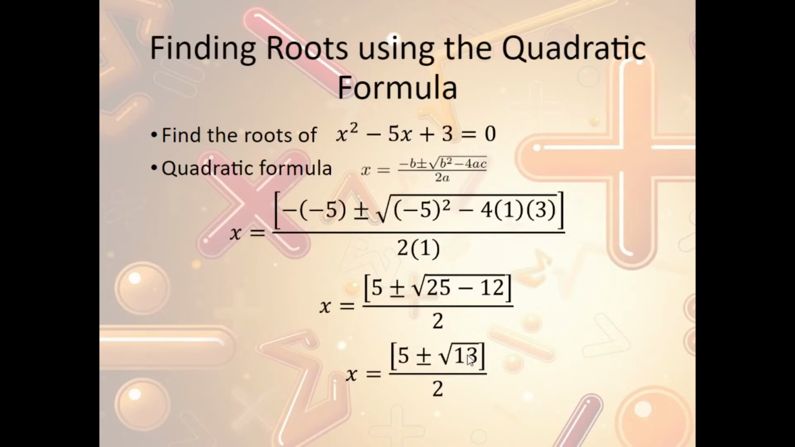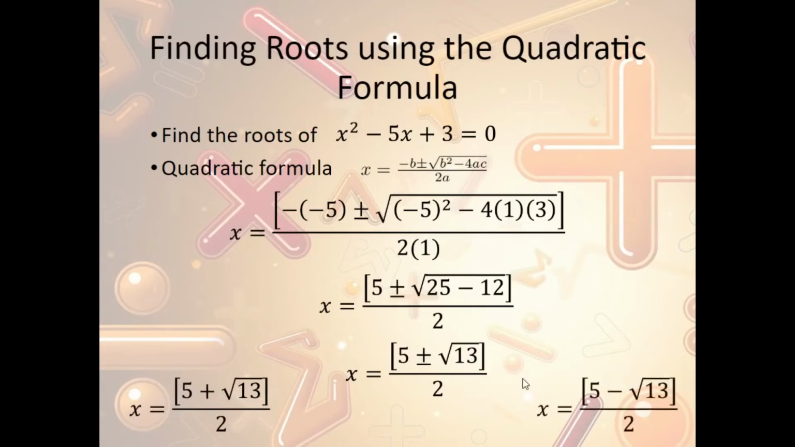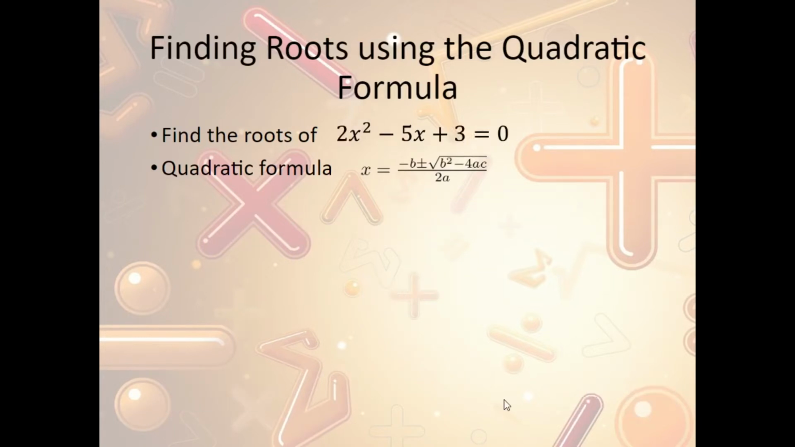Now, notice there is no perfect square root of 13, so we just leave it as is. And we make this a plus, so this is 5 plus square root of 13 over 2. And then the minus part comes in, so this is 5 minus square root of 13 over 2. So anytime you see this plus or minus, that means we're going to do two things. We're going to add it and then subtract it. So we're going to do both to it. So here's our addition, here's our subtraction, these are our two roots. So look at another example. We have 2x squared minus 5x plus 3 is equal to 0.